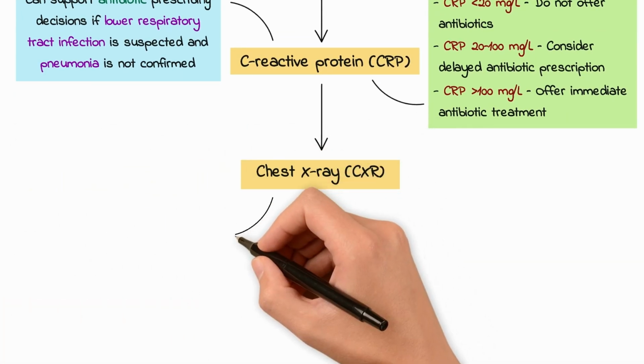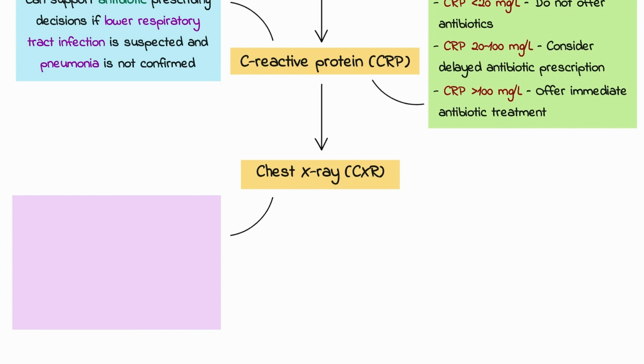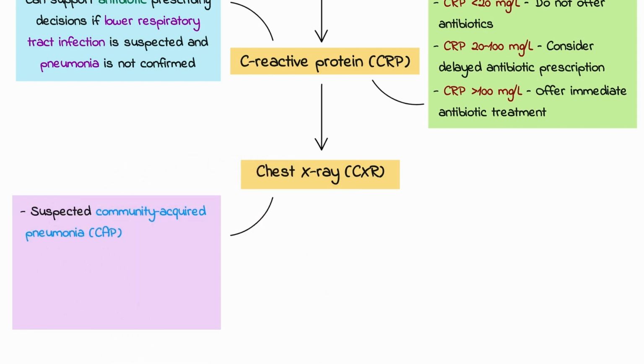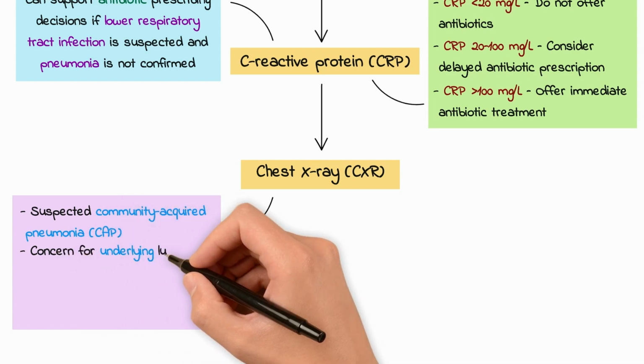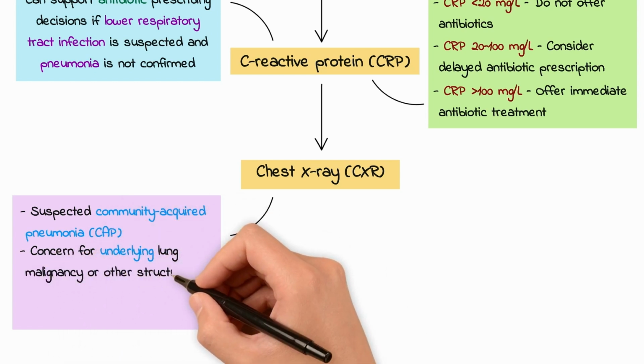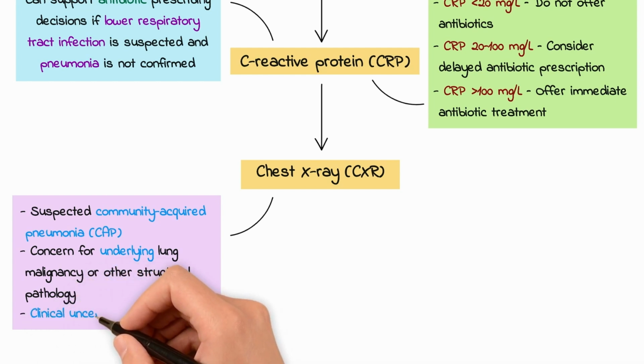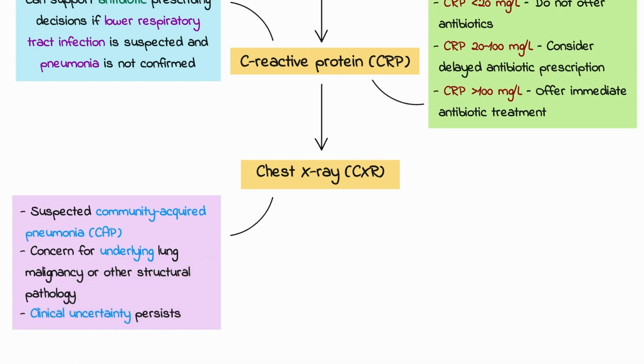Chest X-ray. Consider if suspected community-acquired pneumonia, concern for underlying lung malignancy or other structural pathology, and if clinical uncertainty persists.